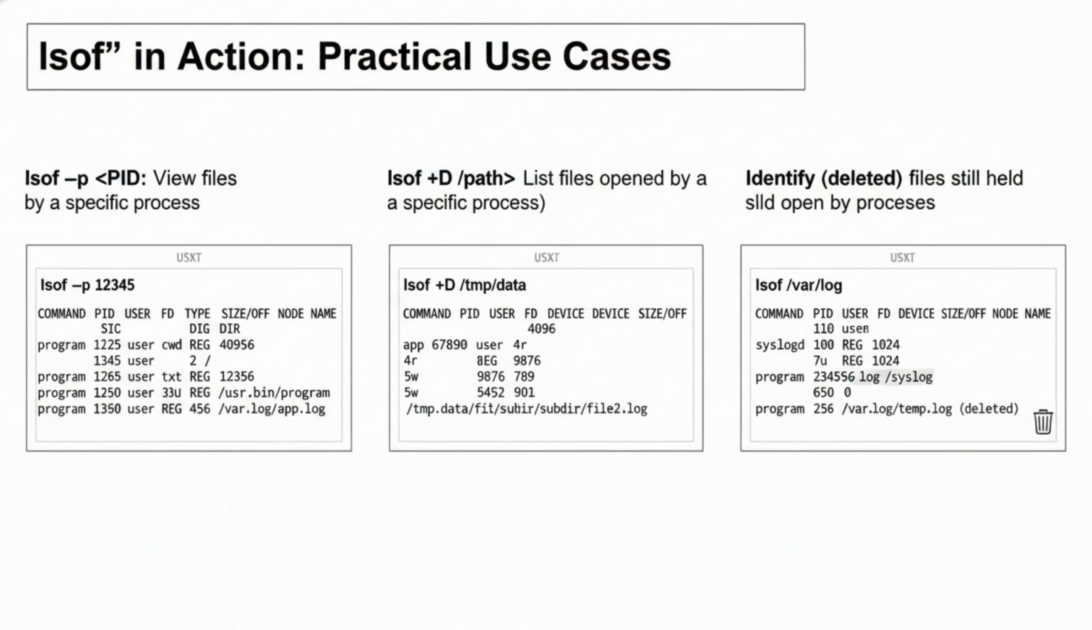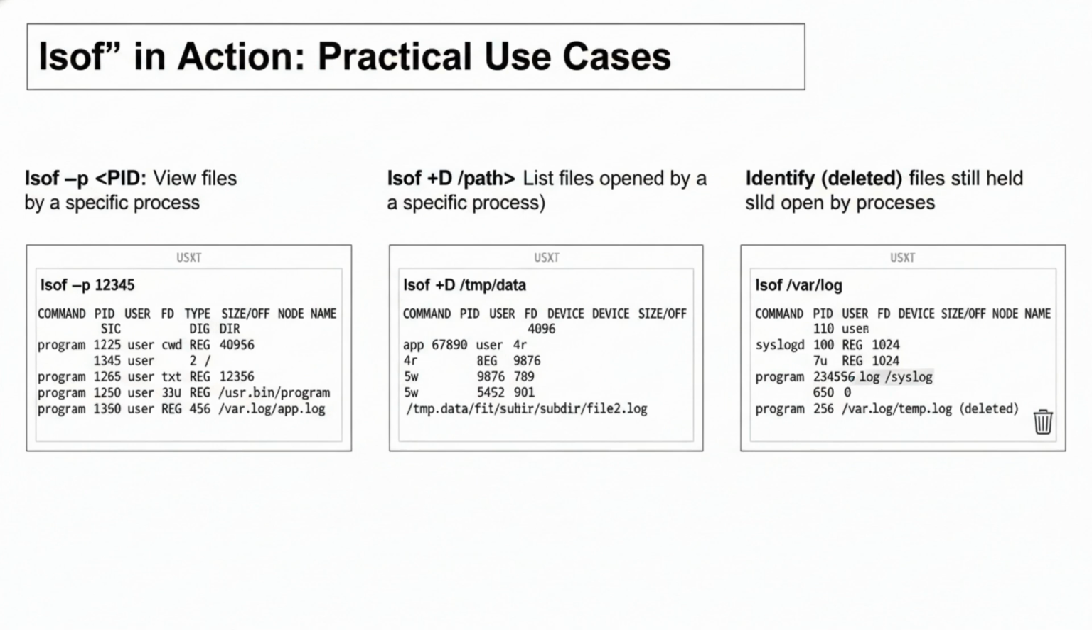Let's look at some practical lsof commands. To inspect all files opened by a specific process, identified by its process ID, PID, you'd use lsof -p PID. This is incredibly useful for understanding an application's resource footprint. If you need to see what files are open within a particular directory and its subdirectories, lsof +D /path is your command. This can help you track down rogue temporary files or assess directory usage.